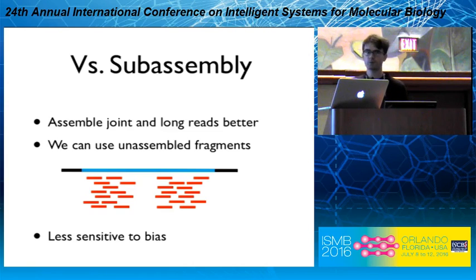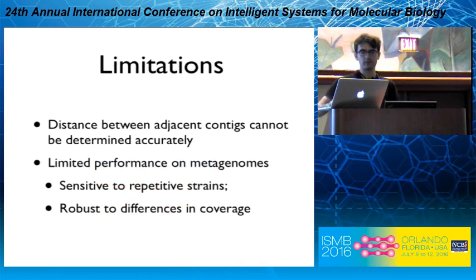Another reason why this works well is because we're able to use unassembled fragments. If we had a long fragment with this kind of coverage, it would never subassemble into a long sequence, but it's perfectly fine for our purposes because we can still align these short reads and get useful signal. And so in that sense, our method is less sensitive to bias.